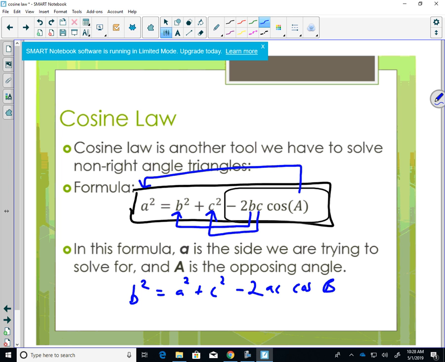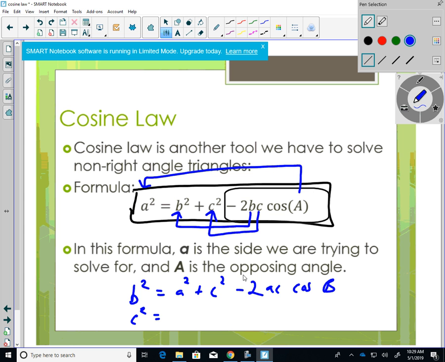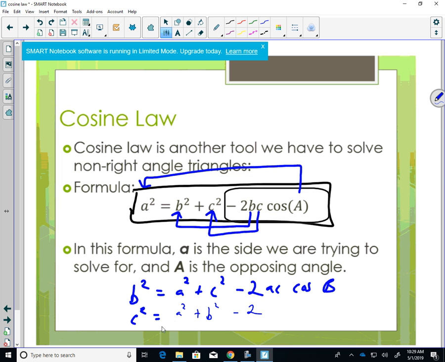And while we're at it, let's do the one for c. If you want to put the multiple versions on your cheat sheet, you go right ahead. So this one's going to be c squared is equal to a squared plus b squared minus 2ab cos C.